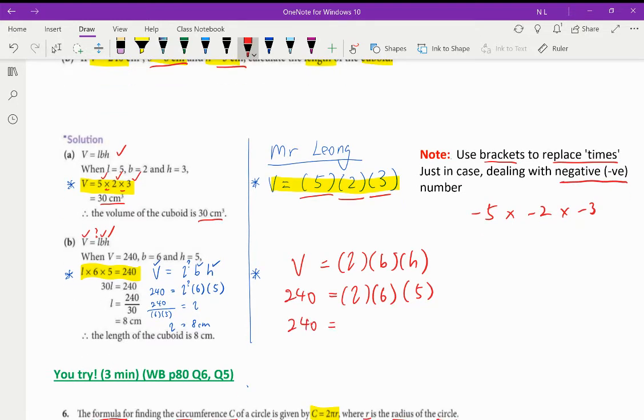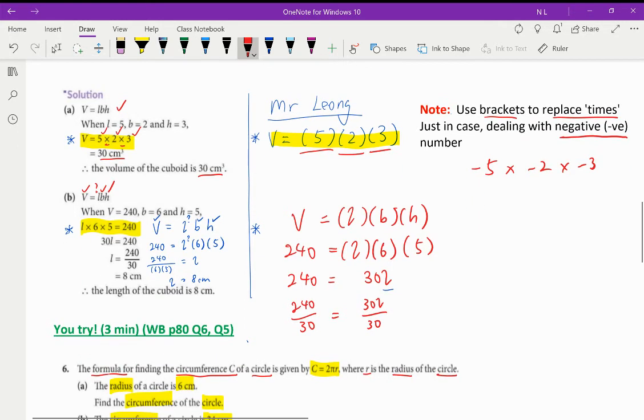So I know that 240 equals 6 times 5 is 30, 30 times L is 30L. So 240 equals 30L. This L over here, don't be afraid of it. We can just treat it as 30 units. So 30 units is 240. How do we find 1 unit? I need to divide both sides by 30. So 240 divided by 30 equals 30L divided by 30. In this case, L equals 8 cm.